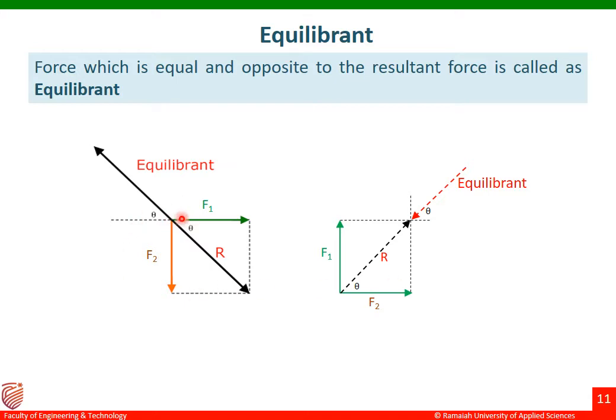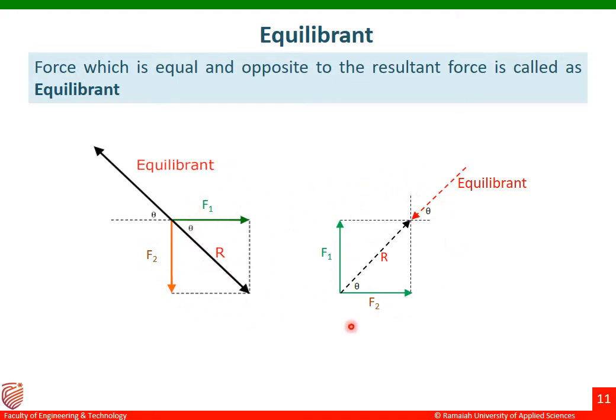The resultant of these two forces is represented in this direction. This is represented as R. So what is equilibrium? It is the force which is equal to and opposite to the resultant force. For example, if the value of the resultant is 10 kilonewton acting in this direction, the value of equilibrium will be 10 kilonewton only, but it will be acting in the opposite direction. So this is the first example.